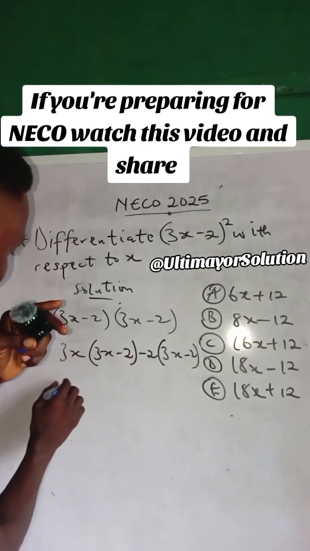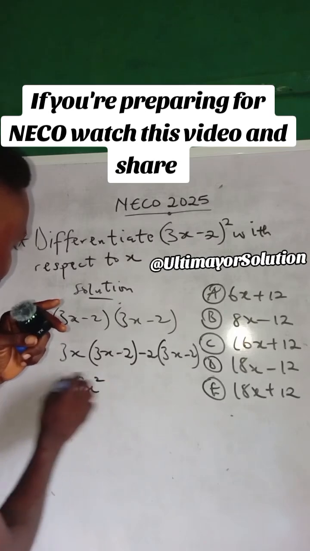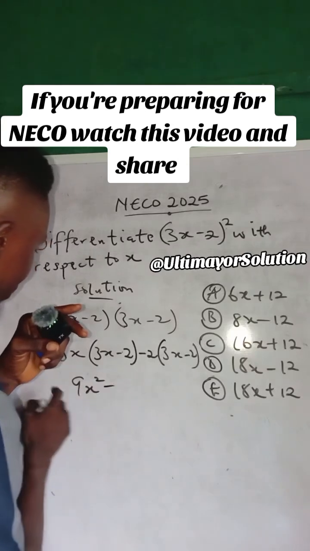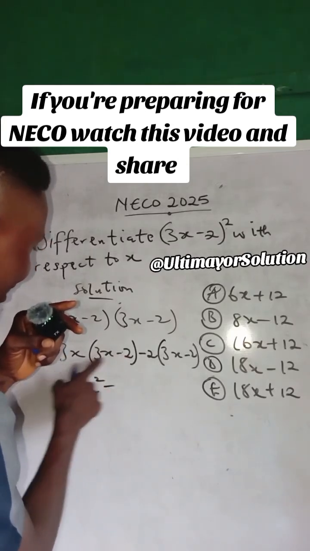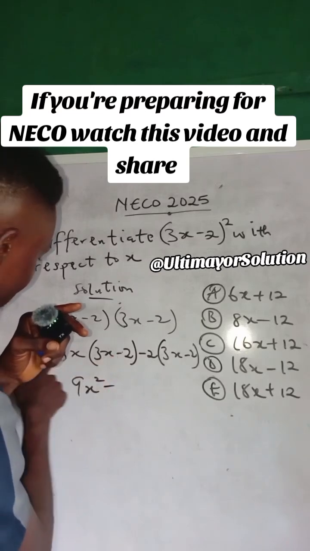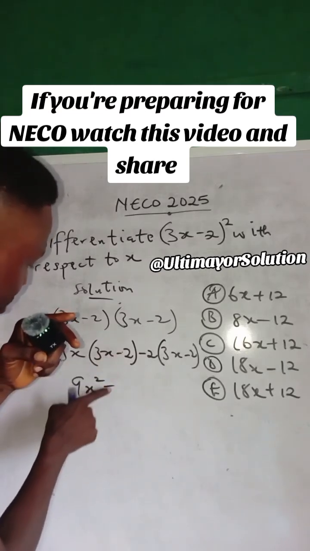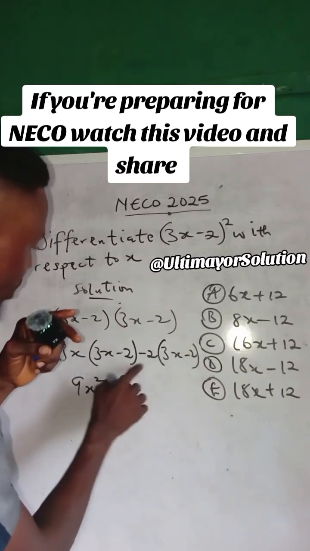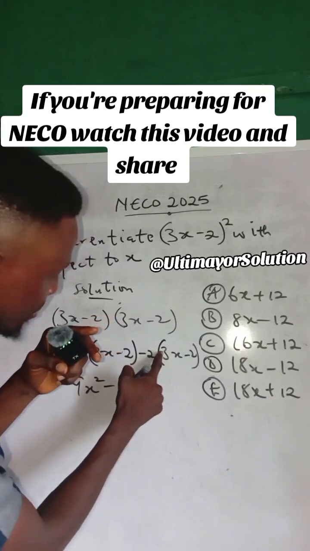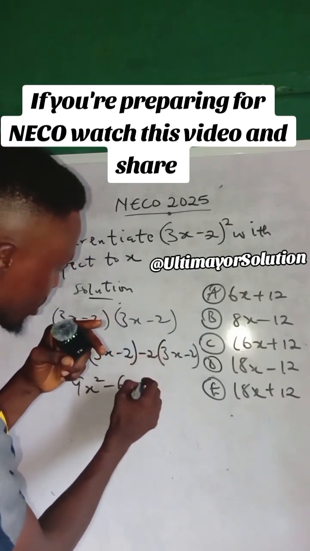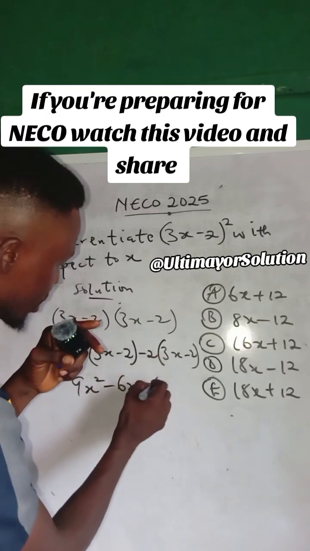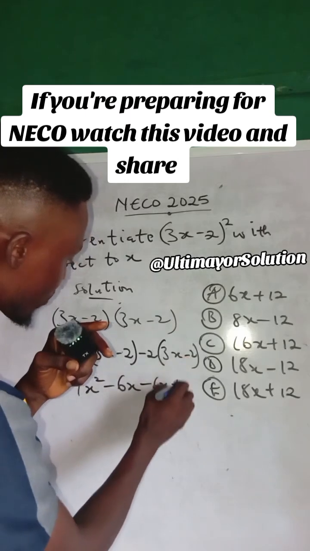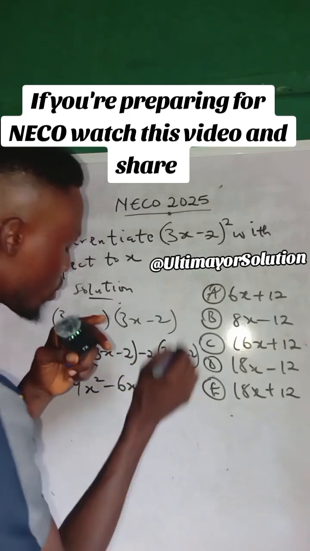3x times 3x gives us what? 9x squared. 3 times 3 is 9, x times x is x squared. Now minus 3x times minus 2: plus times minus gives minus, 3 times 2 gives 6, then x. Same thing in this place: minus times plus gives minus, 2 times 3 gives 6, so we have 6x also. Now minus times minus gives plus, 2 times 2 gives 4.